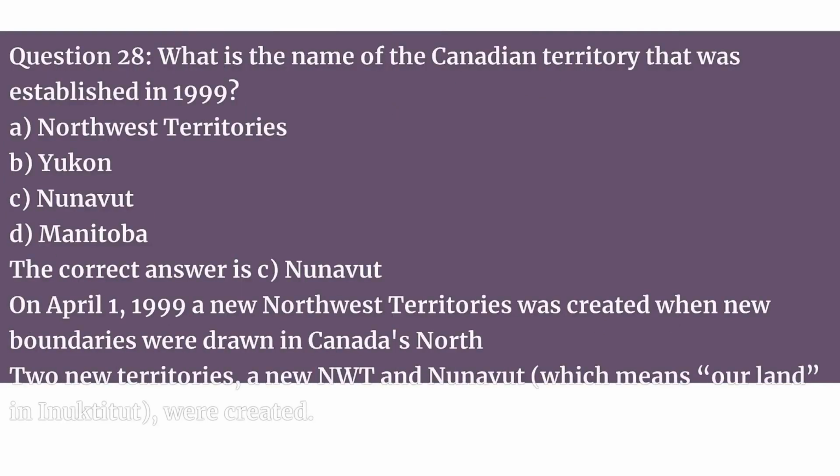Question 28. What is the name of the Canadian territory that was established in 1999? A. Northwest Territories, B. Yukon, C. Nunavut, D. Manitoba. The correct answer is C. Nunavut. On April 1, 1999, a new Northwest Territories was created when new boundaries were drawn in Canada's North. Two new territories, a new NWT and Nunavut, which means our land in Inuktitut, were created.